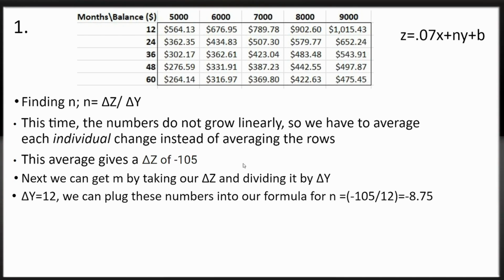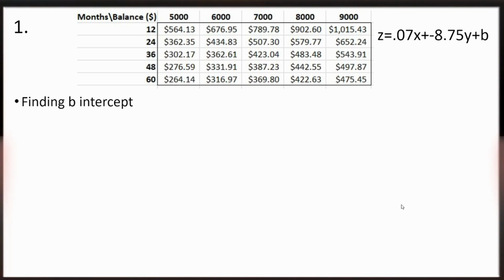Next, to get n, we take our change in z and divide it by our change in y. So we're going to take that negative 105 that we found and divide it by our change in y, which goes from 12 to 24 to 36, so that's 12. Pretty safe to say our change in y is equal to 12. We plug these numbers into the formula for n, so that's negative 105 over 12, giving us that negative 8.75 slope in the y direction.